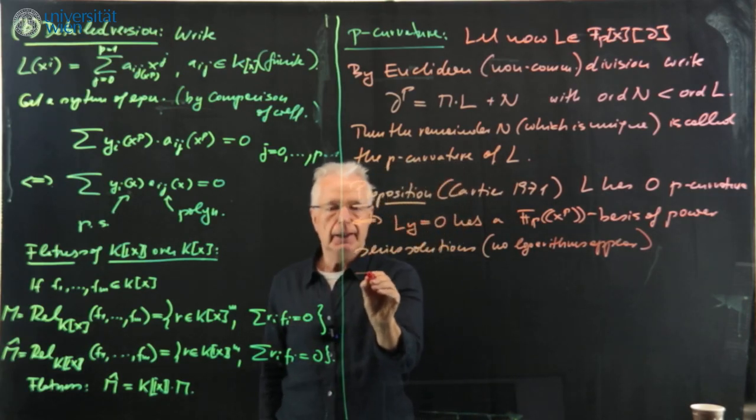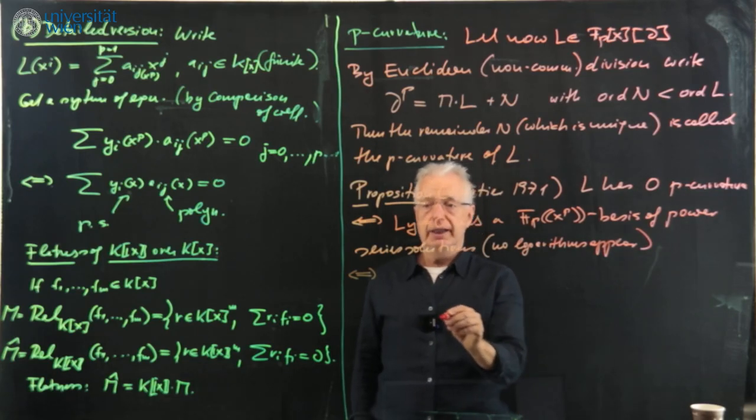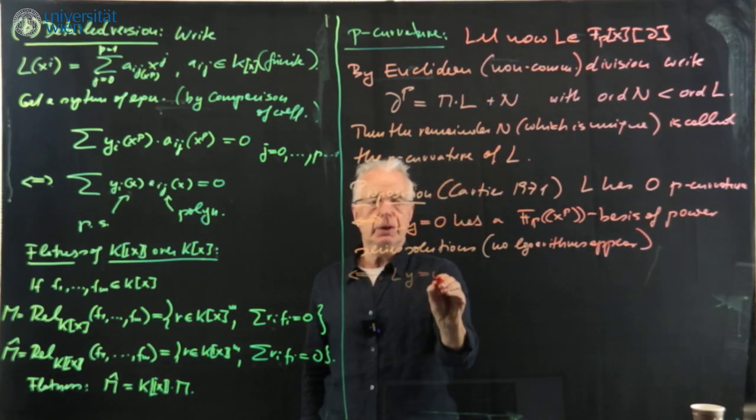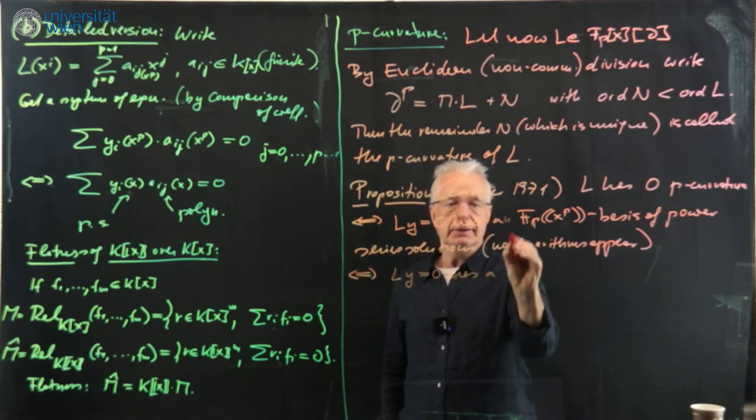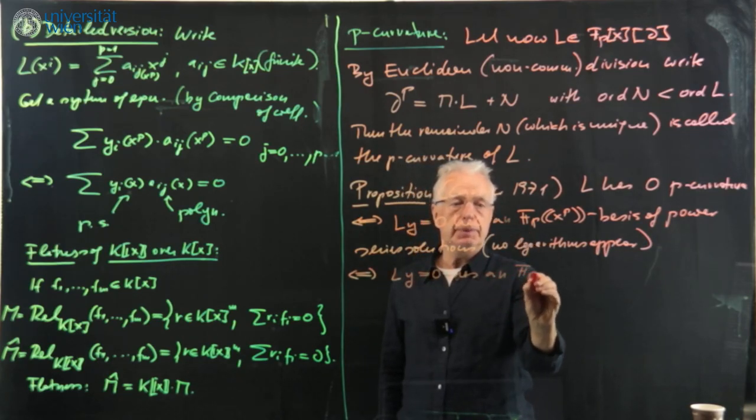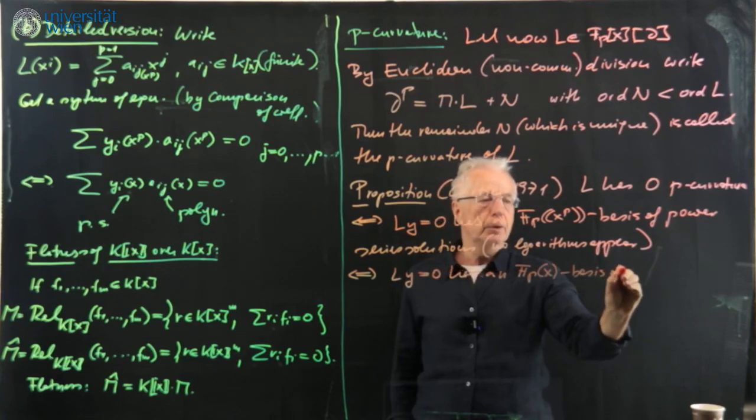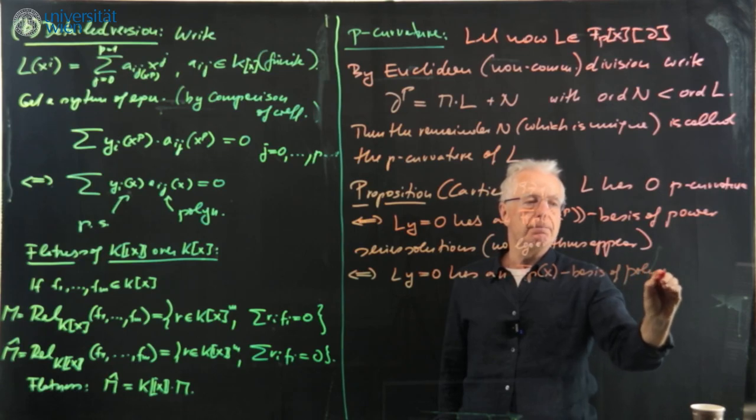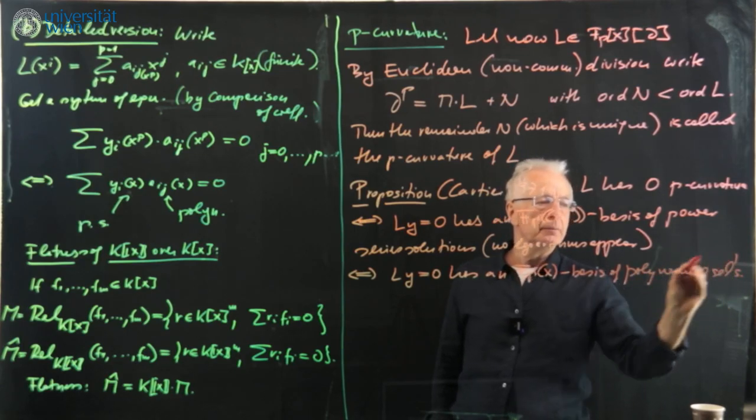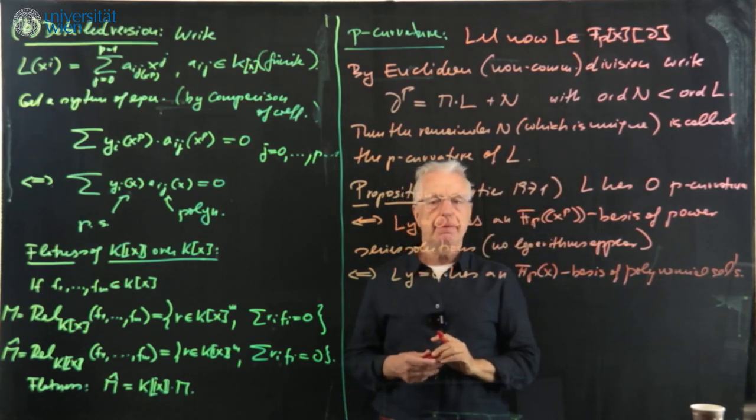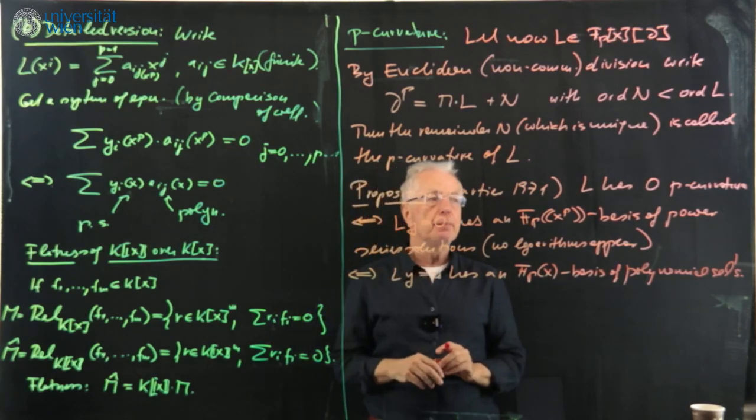Okay. And this is equivalent again by the lemma from before: Ly equals zero has an Fp rational functions basis of polynomial solutions. So the second equivalence was the lemma.